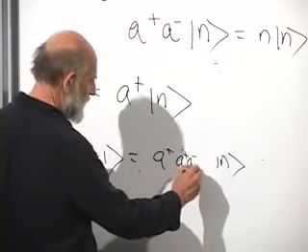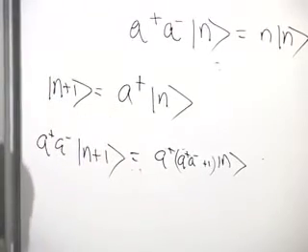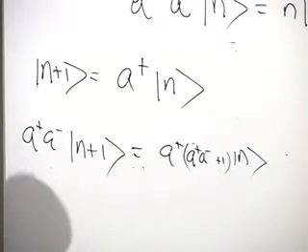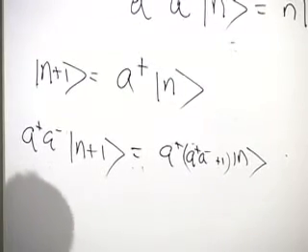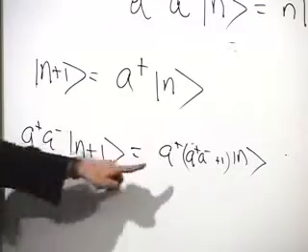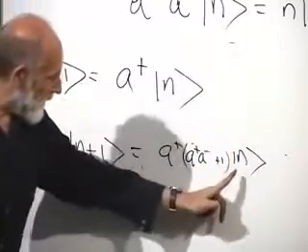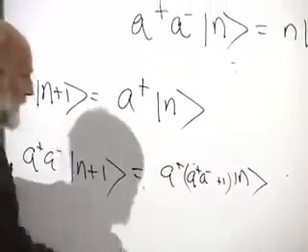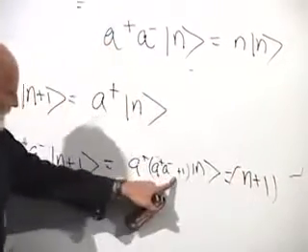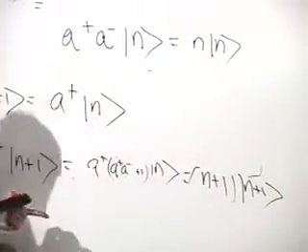Yeah. And then the left-hand one goes away because A plus A minus on n is just equal to little n times n. So the whole thing is just equal to n plus 1, times n plus 1, times the eigenvector n plus 1.